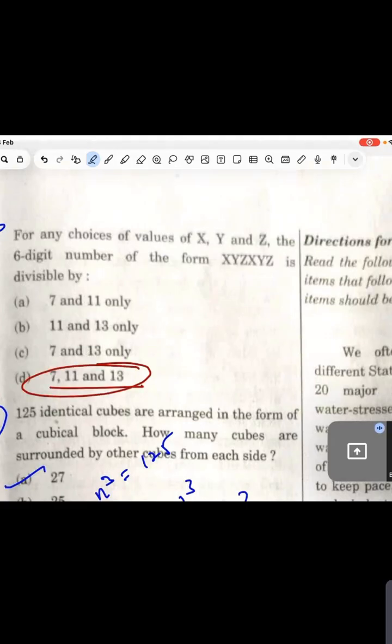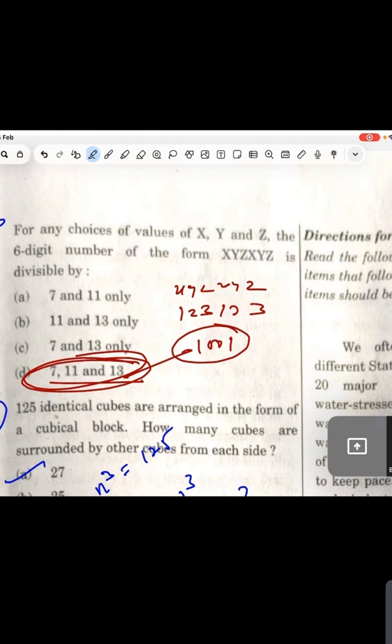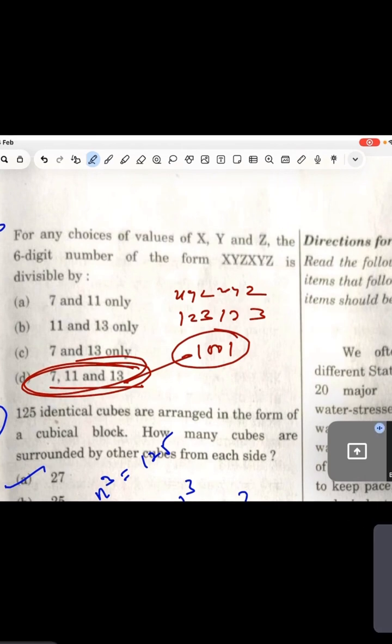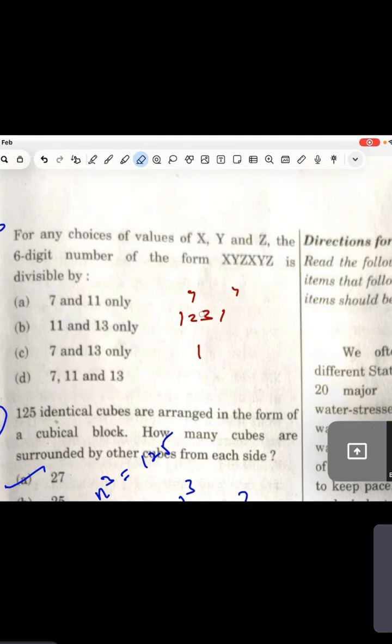7, 11, and 13. Guys, if you see any number in this form, XYZXYZ, it means 123123. So they will always be divisible by 7, 11, 13. Because they are all multiples of 1001. If you have not understood, I will prove it, don't worry. See, XYZ and XYZ, I can write like that as well.